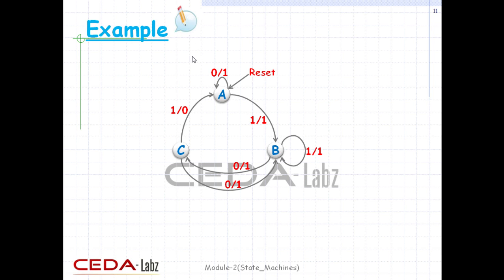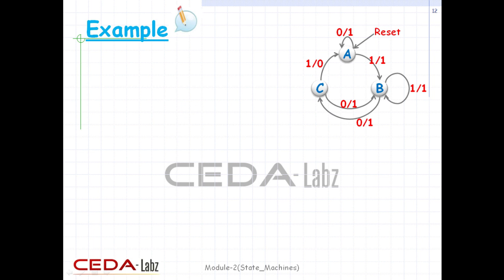As we can see, the transition is dependent on input and output. Reset is also present, so its initial state will be A. We can do state machine designing in 3 styles. Here is the first one.